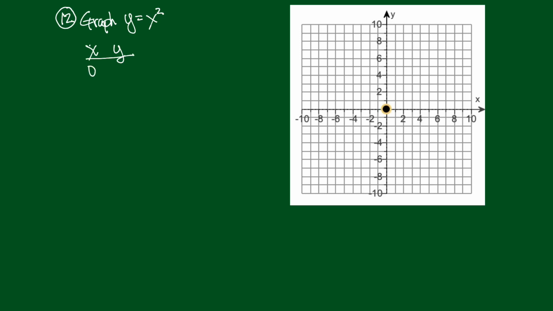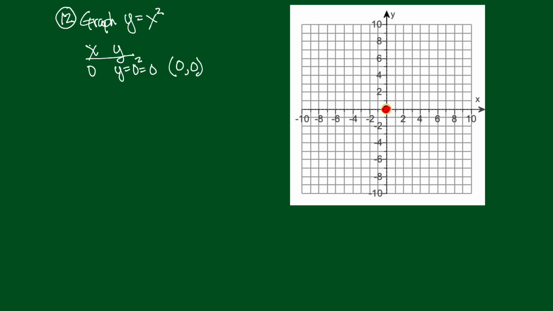Now, what do you get when x is equal to 0? Well, y is equal to 0 squared, which is 0. So you get this point here, 0, 0. Let's plot it. 0, 0. No movement at all. So you're right there on the origin.